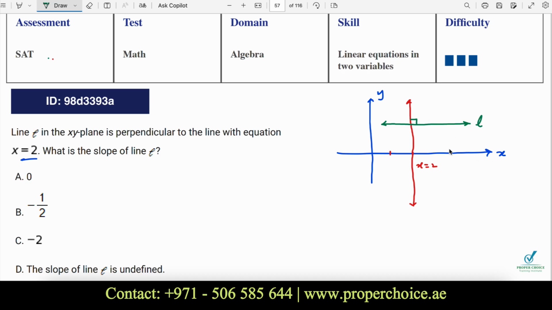As long as the line L is parallel to the x-axis, we know that the slope of lines which are parallel to the x-axis, or lines which are horizontal, is 0. So for this one, the slope of a line parallel to the x-axis is 0. The slope of a line parallel to the y-axis is undefined. The question asked us what is the slope of line L? So I must say the slope is going to be 0.